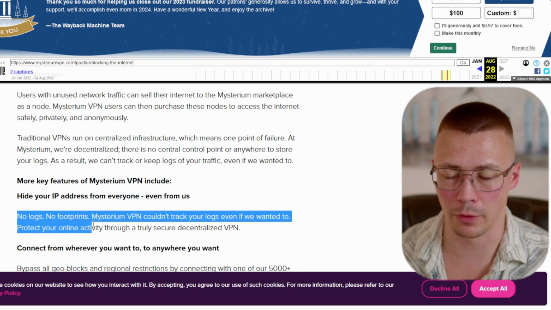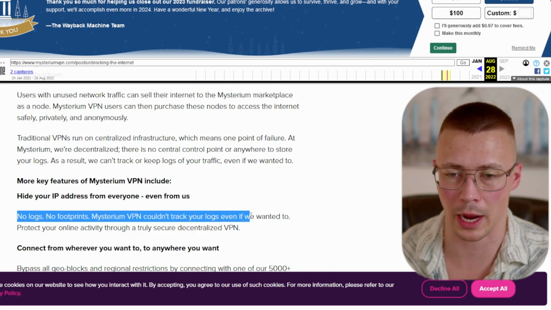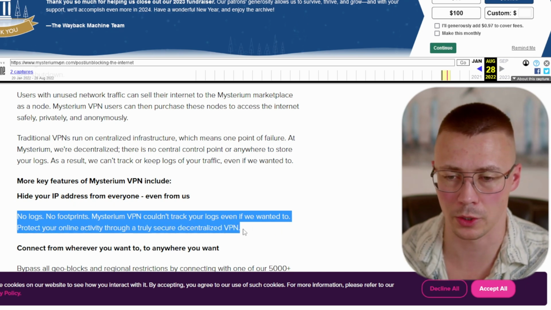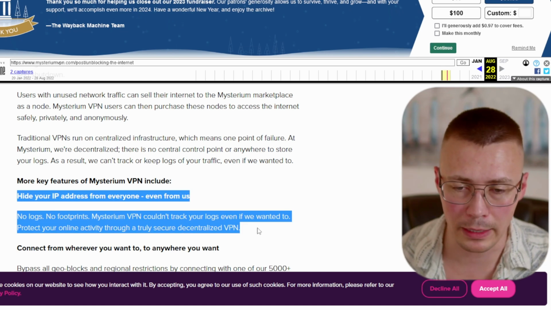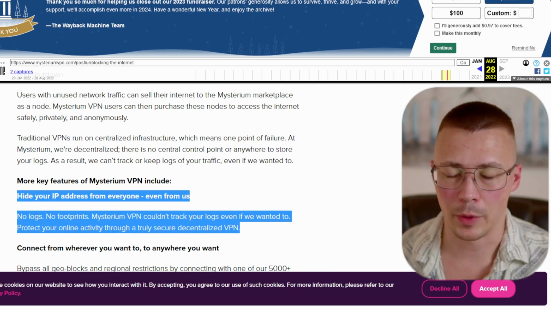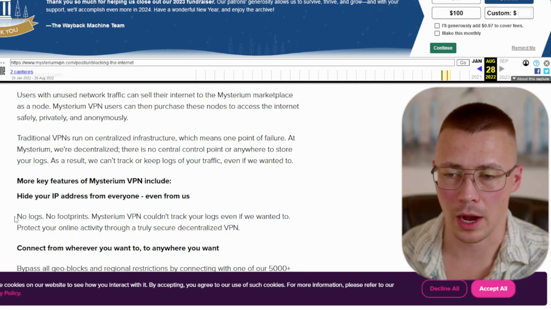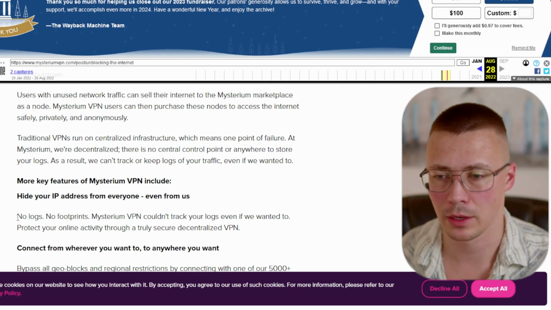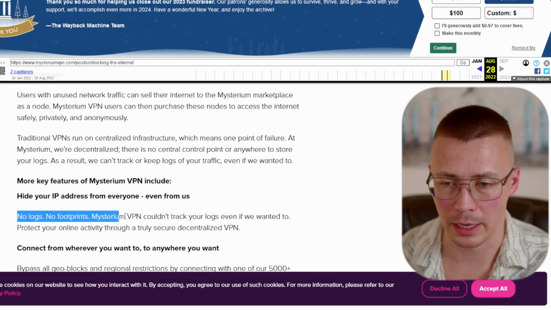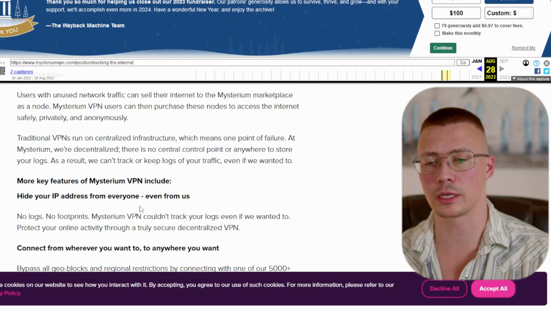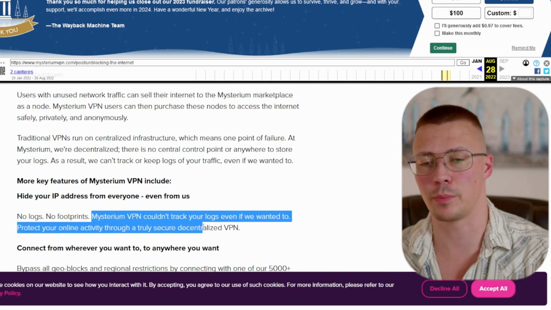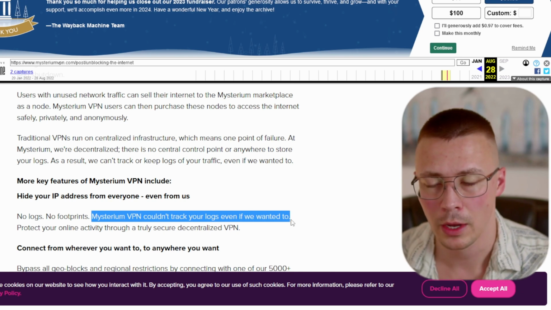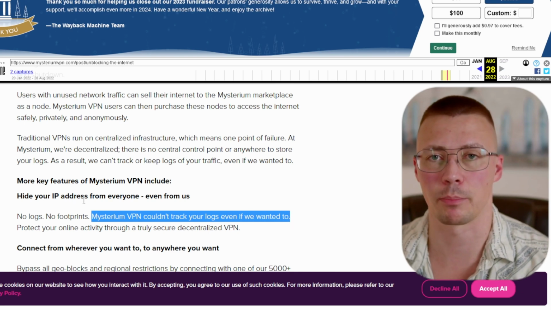They say no logs, no footprints. Mysterium VPN couldn't track your logs even if we wanted to, to protect your online activity through a truly secure decentralized VPN. I do think that this is worded correctly from the perspective that they do not have logs. If you look at the wording here, it says hide your IP address from everyone, even from us. No logs, no footprints. Mysterium VPN couldn't track your logs. So what they're saying is, hey, us at Mysterium VPN, we can't track your logs even if we wanted to. Okay, well that may be true, but like IVPN said, that's misrepresenting things.